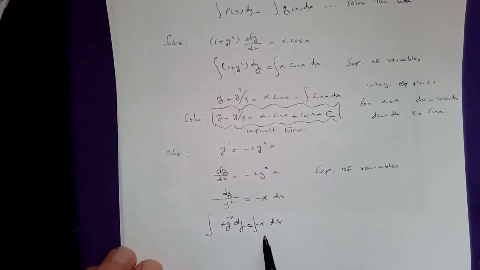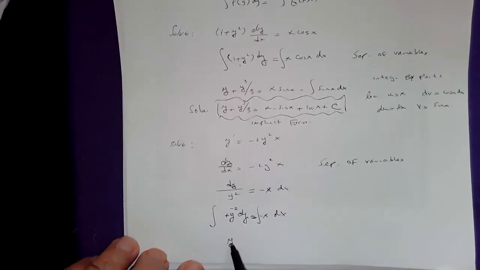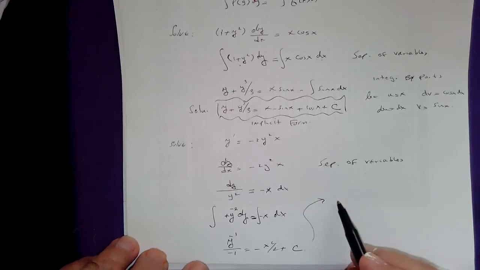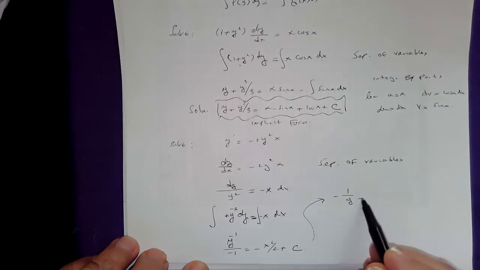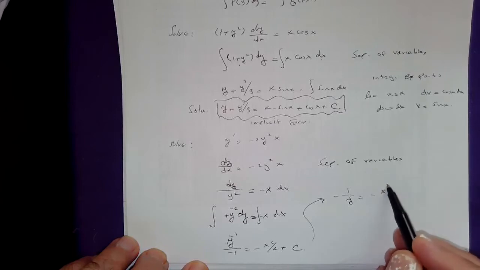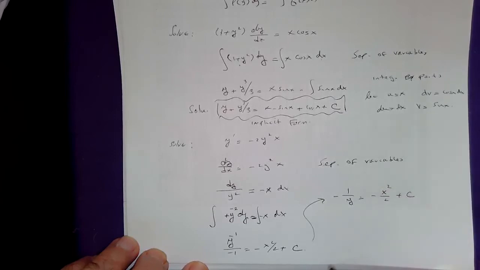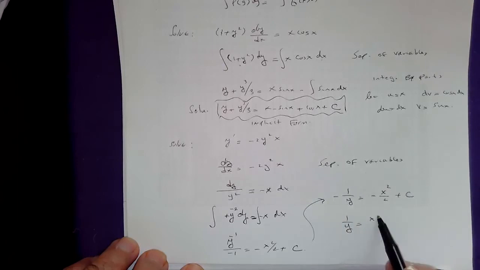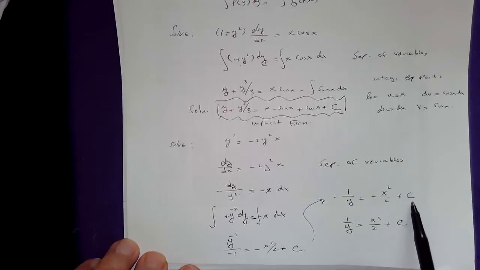Keep in mind you cannot integrate unless you separate the variables. So now this is y to the negative 1 over negative 1. This is minus x squared over 2. Don't forget the c. You can also rewrite this as negative 1 over y equals negative x squared over 2 plus c. But then you can multiply both sides by negative, so you get x squared over 2 plus c. Remember, multiplying a constant by negative still is a constant.